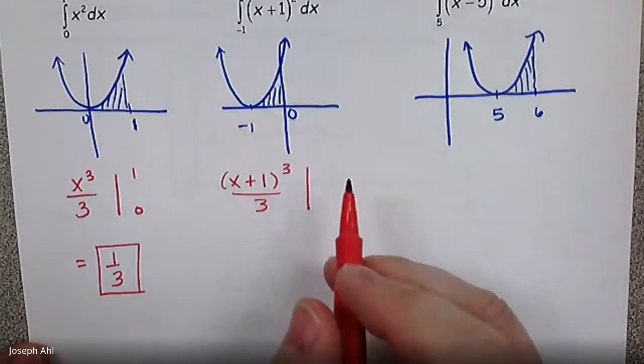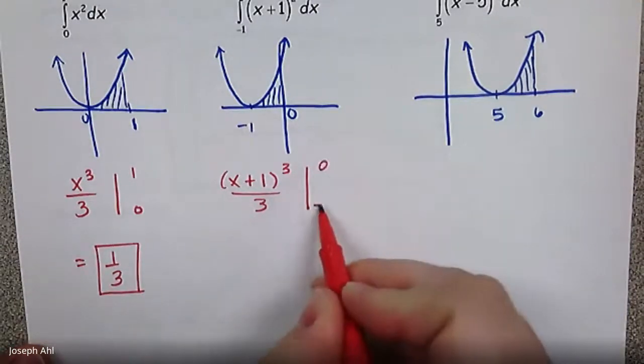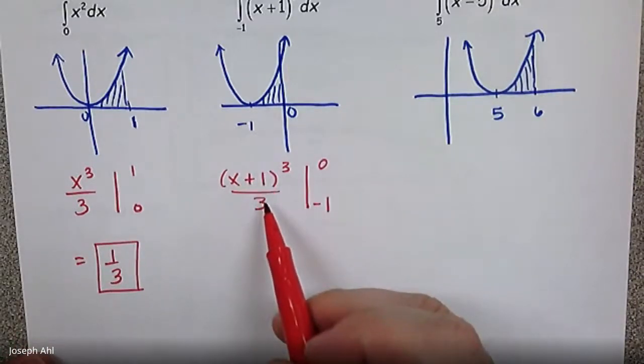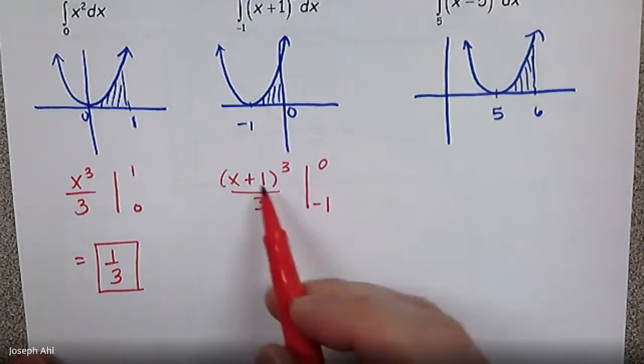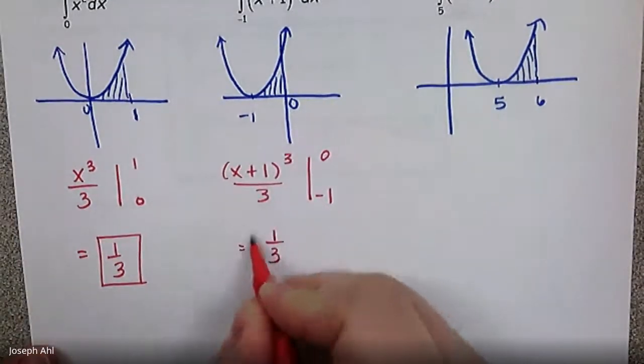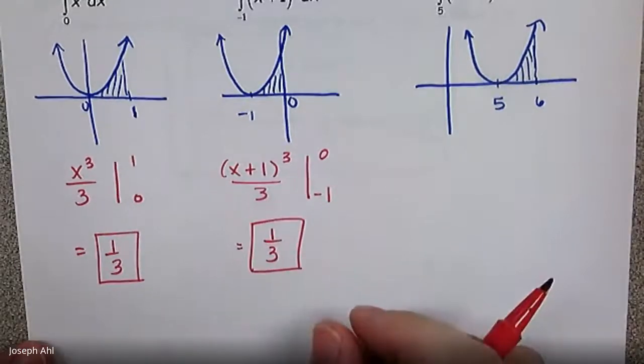And we're going to plug in our bounds of 0 and then -1. When you plug in 0, you get 1/3, because it's going to be 1 cubed over 3. When you plug in -1, the top becomes 0. So this would also be 1/3. Okay, and maybe that's what we thought would happen.